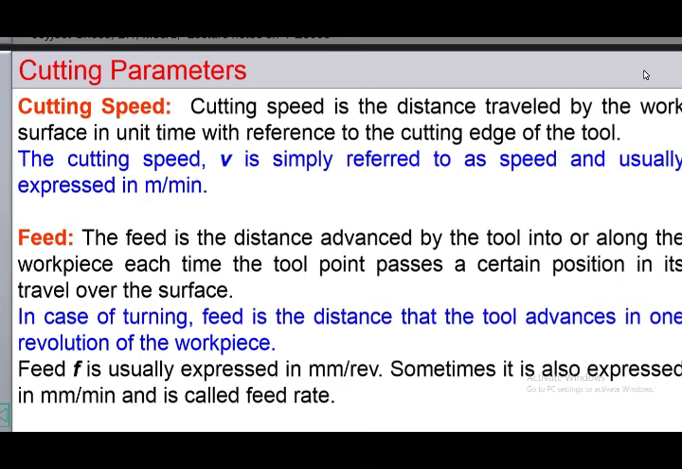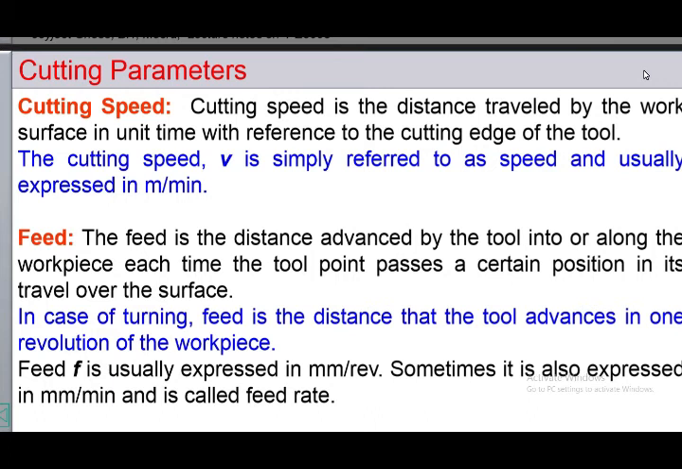Cutting speed is the distance travelled by the work surface in unit time with reference to the cutting edge of the tool. The cutting speed is identified by the symbol V. It is simply referred to as speed and is usually expressed in meters per minute.